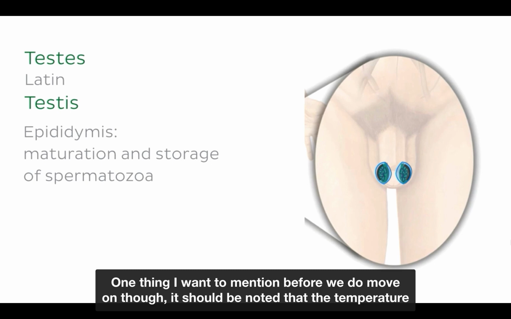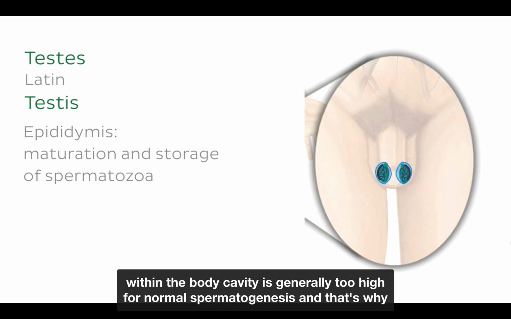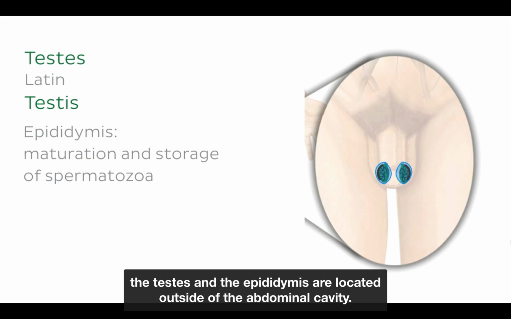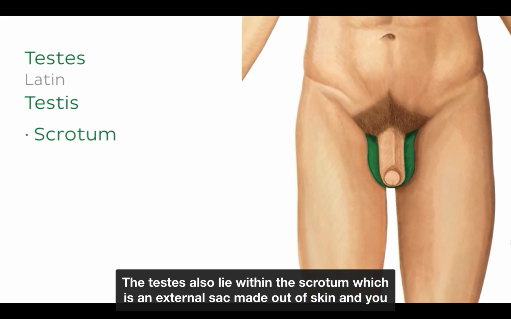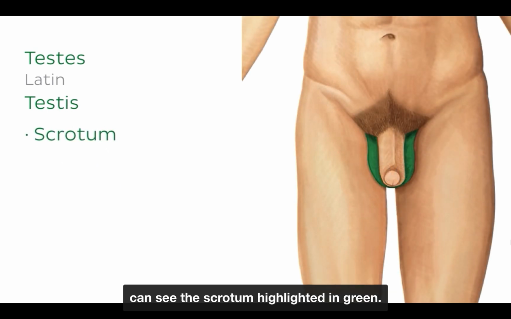One thing I want to mention before we do move on though, it should be noted that the temperature within the body cavity is generally too high for normal spermatogenesis, and that's why the testes and the epididymis are located outside of the abdominal cavity. The testes also lie within the scrotum, which is an external sac made out of skin, and you can see the scrotum highlighted in green.